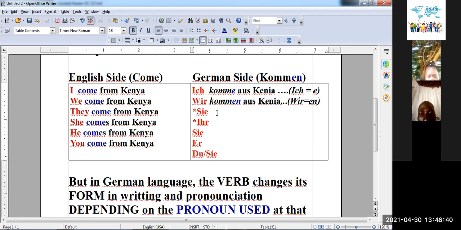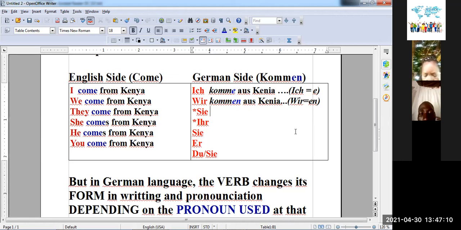One person is going to choose to use sie. Like if I talk about Mr. Washington and Mr. Lawrence here, two of them, I can say they come from Kenya. So I can either use sie or I can use ihr. If I use sie, this is how the verb kommen is going to change.